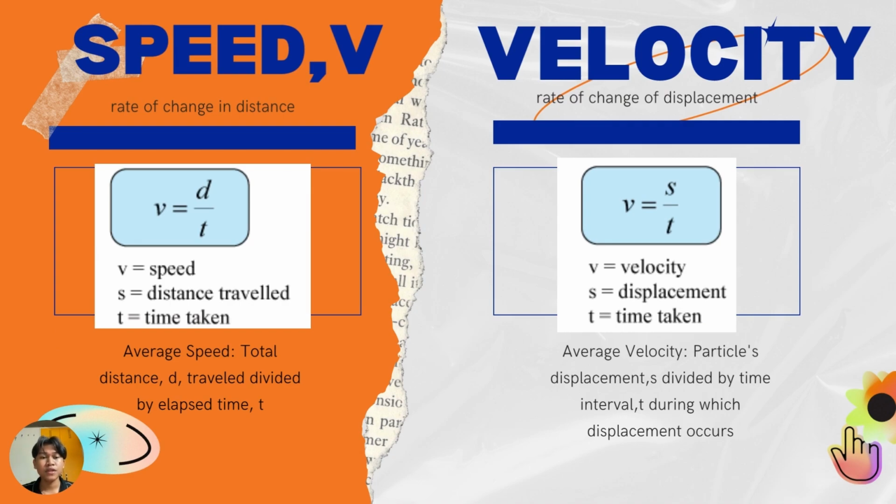Alright, so what is the difference between speed and velocity? Speed is a rate of change in distance. Meanwhile, velocity is a rate of change of the displacement.